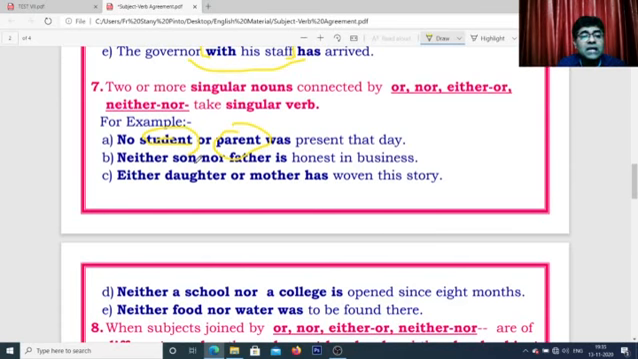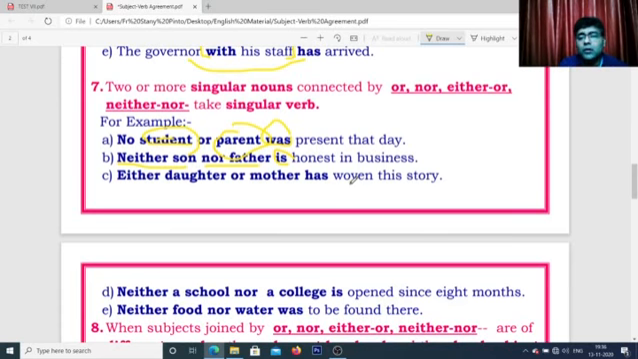Second, neither son nor father is honest in business. Neither son nor father, don't say "are." Now you may say we are referring to father and son, but we are referring to one at a time. Neither son nor father is honest. Now suppose it is neither sons nor fathers, then we are referring to a group, but otherwise one father. Please remember this. So again, neither son nor father is, singular verb here. Also singular verb: either daughter or mother has woven this story.